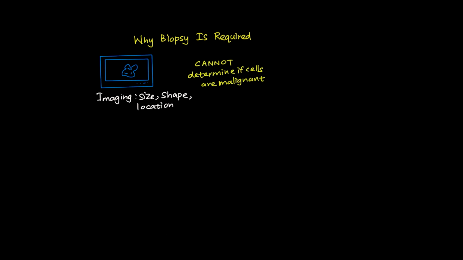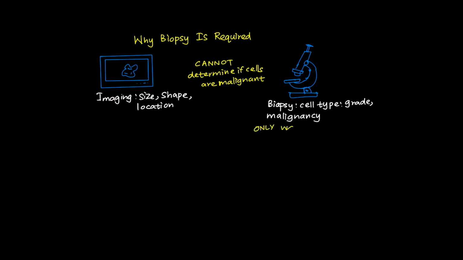Imaging shows you that something is there. It can tell you the size, shape, location, and whether it's solid or fluid-filled. What it can't do is tell you whether those cells are malignant. You need a pathologist to look at actual tissue under magnification to determine the cell type, the grade, and whether the cells are behaving like cancer. That's the biopsy.